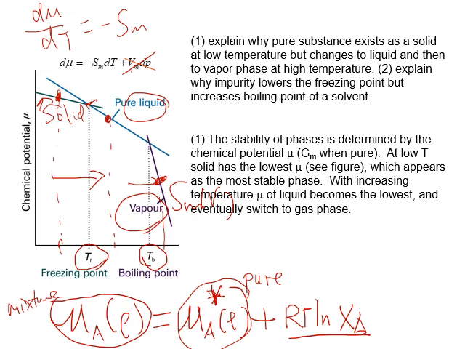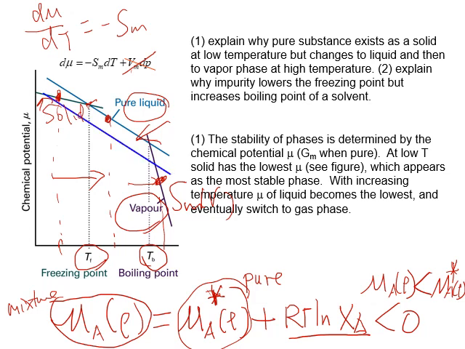Because XA is always less than 1, this is always less than 0. And that equation tells you the chemical potential of A when it's not pure should always be less than the chemical potential of A when it's pure. In other words, whenever impurity is added, chemical potential always decreases. So what happens to the plot? This is the liquid when it's pure, the chemical potential when it's pure. When you add impurity, it becomes lower, and so it moves to this line. So this is the impure mixture.